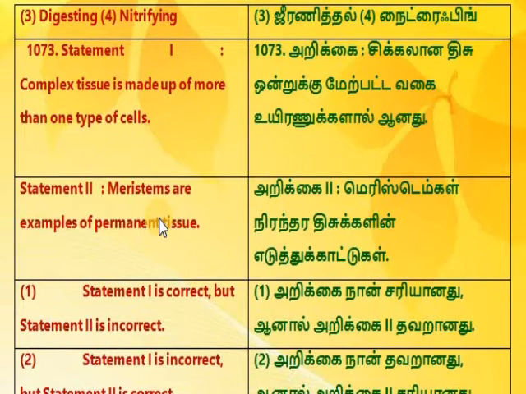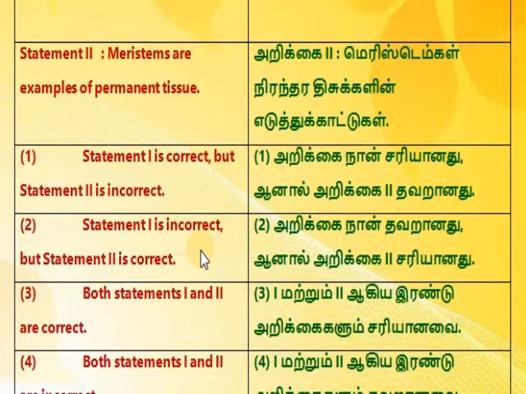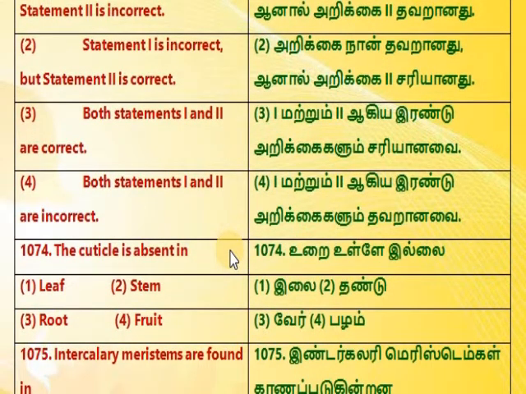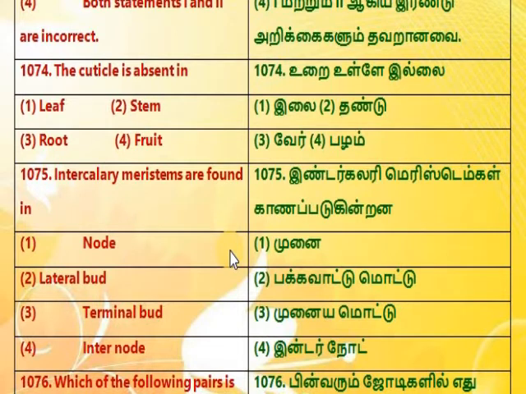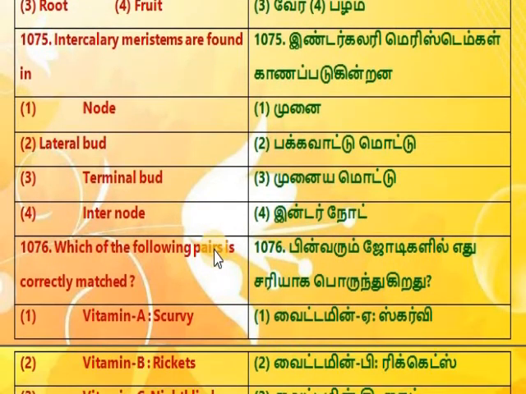1073. Statement 1. Complex tissue is made up of more than one type of cells. Statement 2. Meristems are examples of permanent tissue. 1. Statement 1 is correct, but statement 2 is incorrect. 2. Statement 1 is incorrect, but statement 2 is correct. 3. Both statements 1 and 2 are correct. 4. Both statements 1 and 2 are incorrect. 1074. The cuticle is absent in 1. Leaf. 2. Stem. 3. Root. 4. Fruit. 1075. Intercalary meristems are found in 1. Node. 2. Lateral bud. 3. Terminal bud. 4. Internode.